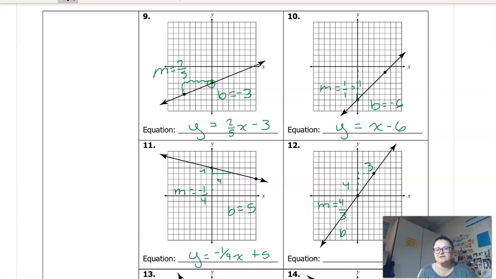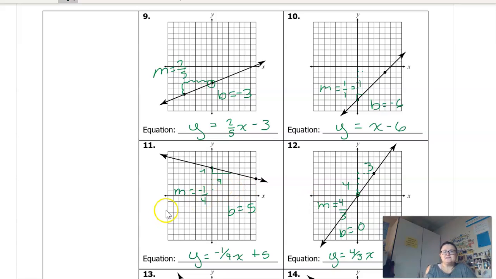And my y-intercept is 0, right? It goes right through the origin. So my equation is just going to be y equals 4/3 x. I don't need to write plus anything because it's plus 0, which is a little silly to write.